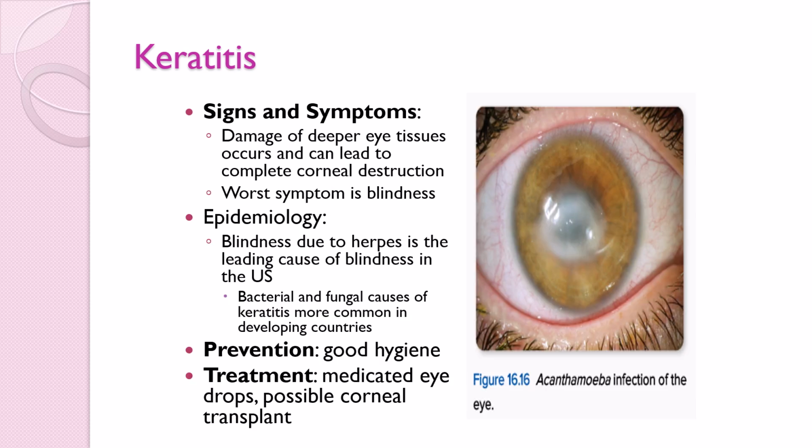So some signs and symptoms. We've got damage of deeper eye tissues, which can occur and lead to complete corneal destruction. And that's the big thing here, the cornea becoming damaged, leading to deeper tissues becoming damaged. So the worst symptom that we can see happen is that blindness, which makes sense. Prevention is going to be good hygiene. Treatment is going to be medicated eye drops, and we can also have corneal transplants to remedy whatever damage has been done to the cornea itself, depending on what type of infection we have.